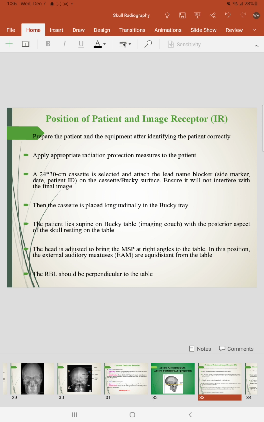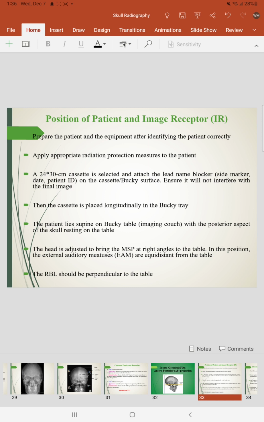A 24 by 30 cassette is selected, and the lead name blocker, site marker, date, and patient ID are attached on the cassette or table surface. Ensure it will not interfere with the final image. Then the cassette is placed longitudinally in the table tray.